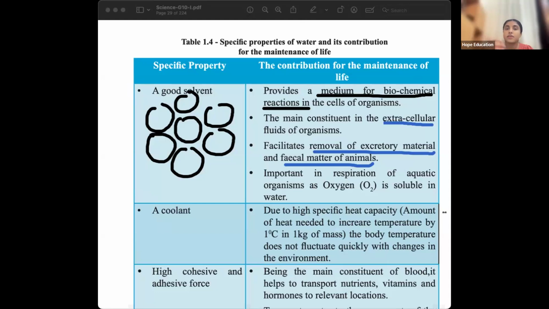When dry, it is hard for feces to move in the body. But if you drink a lot of water, your feces is very moist. It has a lot of water. Then it's easy to remove feces from your body. That is why we say facilitates the removal of fecal matter. Then what are excretory materials? Feces is not an excretory material. Excretory materials are urine, and the other one is sweat.